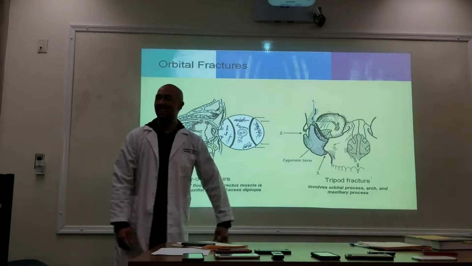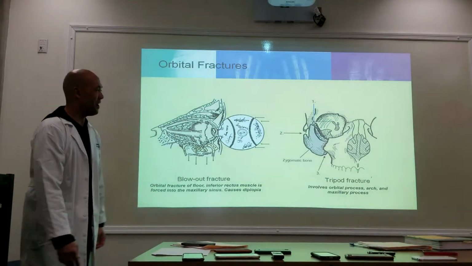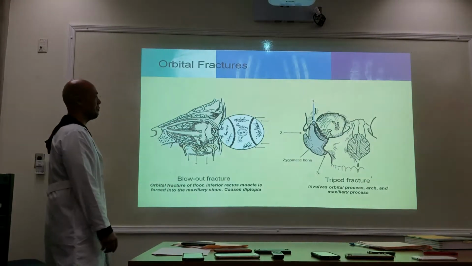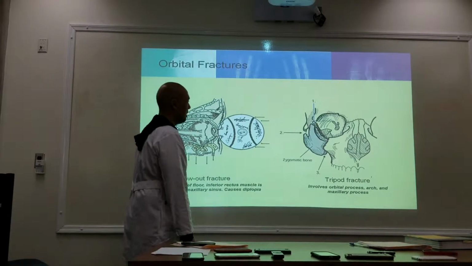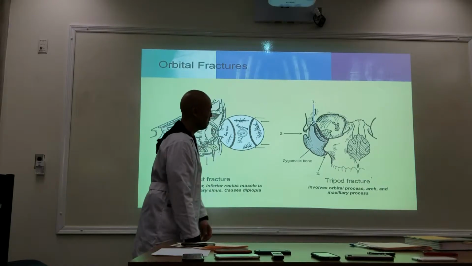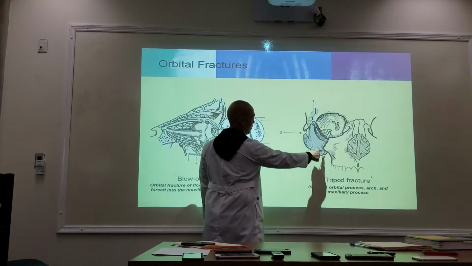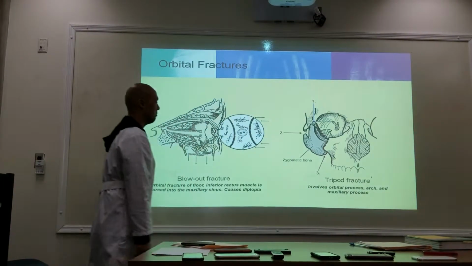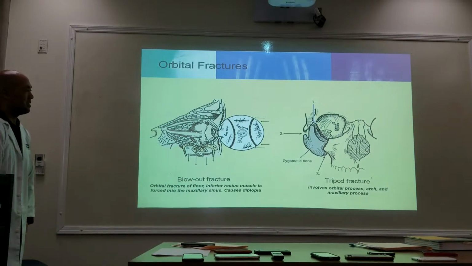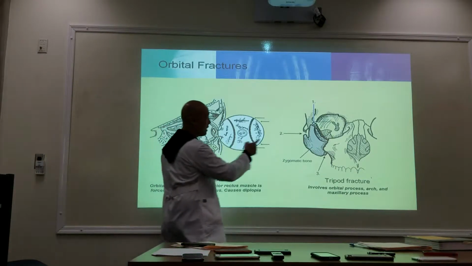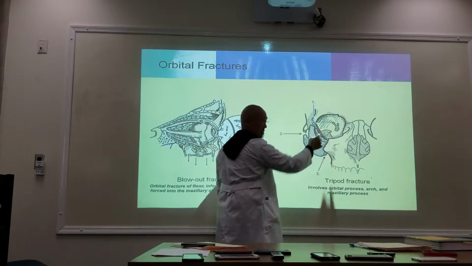Guys, tripod fracture. It affects your zygomatic bone, and so it is a break or a separation on the three processes. Remember the frontal process, zygomatic process, and then the maxillary process. Okay, so that's a tripod fracture. But it's your cheekbone, but it involves your orbit.